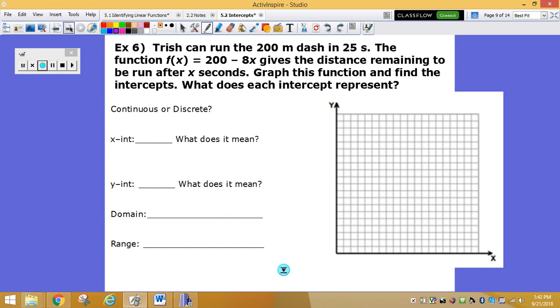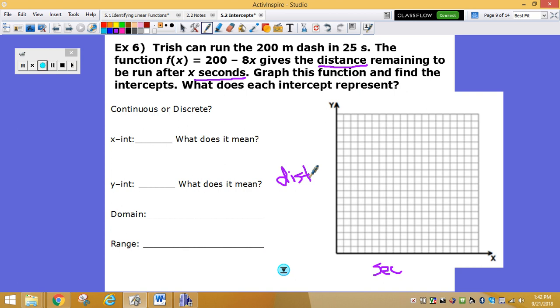All right, so let's start with, is it continuous or discrete? Well, let's first talk about what we are even talking about. We're talking about distance, right? She's running a 200-meter dash. And we're talking about seconds, okay? This one is kind of nice because it tells me that x is seconds, which means seconds is going to go on my x-axis, which means distance is going to go on my y-axis.